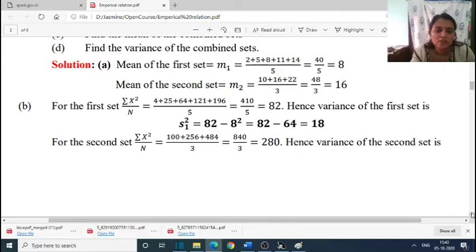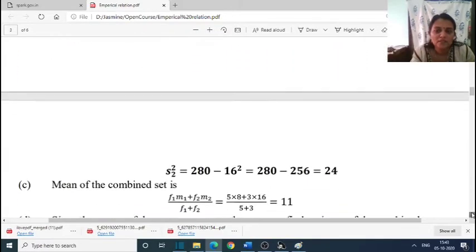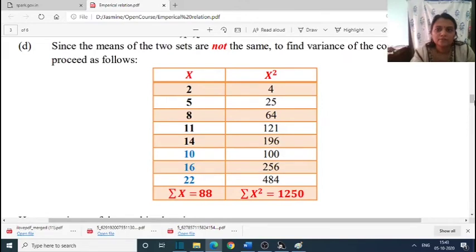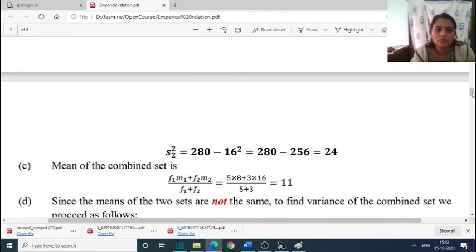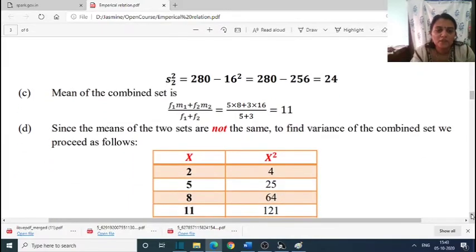For the second set, sigma x square by n is equal to (100 plus 256 plus 484) by 3, which is equal to 840 by 3, which is equal to 280. Hence the variance of the second set, s2 square, is equal to 280 minus 16 square, which is equal to 280 minus 256, equal to 24. So the mean of the combined set is f1 m1 plus f2 m2 by f1 plus f2, which is equal to (5 into 8 plus 3 into 16) by 5 plus 3, which is equal to 11.